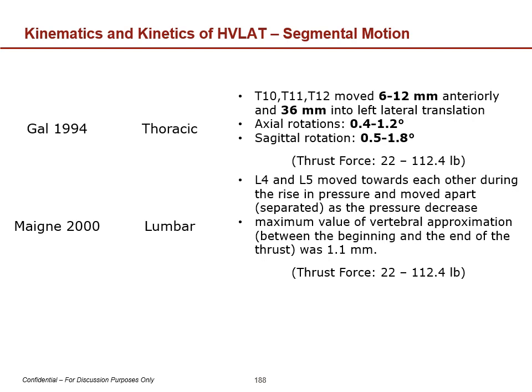The L4 and L5 moved towards each other during the rise in pressure and moved apart, or separated, at the pressure decrease. This is consistent with the mechanism and phenomenon that was discussed in some of the earlier parts of the pre-lecture material, where you get a gapping of the facets or separation of the vertebral bodies. The maximal vertebral approximation between the beginning and the end of the thrust was 1.1 millimeters.